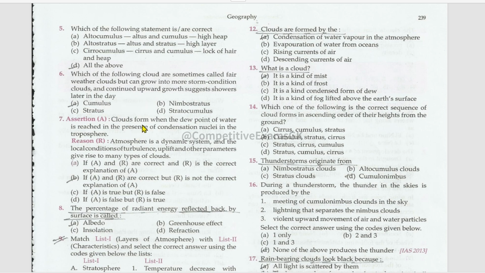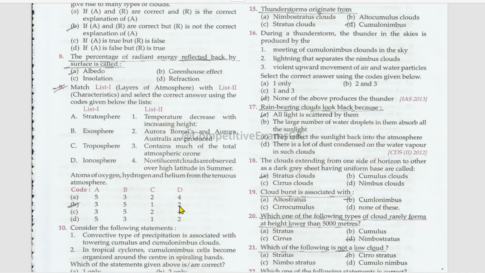Next is assertion and reason. Clouds form when the dew point of the water is reached in the presence of condensation nuclei in the troposphere, right? Atmosphere is a dynamic system and the local conditions of turbulence, uplift and other parameters give rise to many types of clouds. This is also right, but this is not the correct explanation for the assertion. The percentage of radiant energy reflected back by a surface is called albedo.